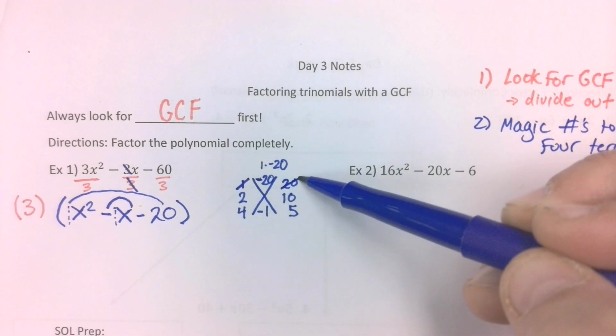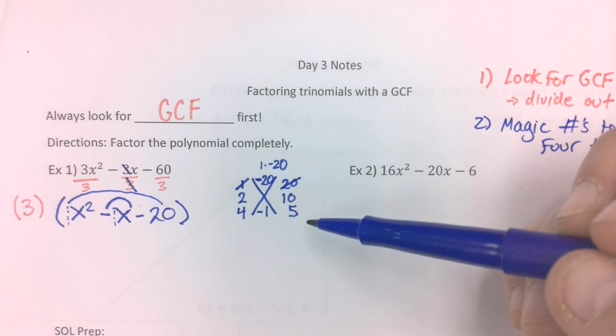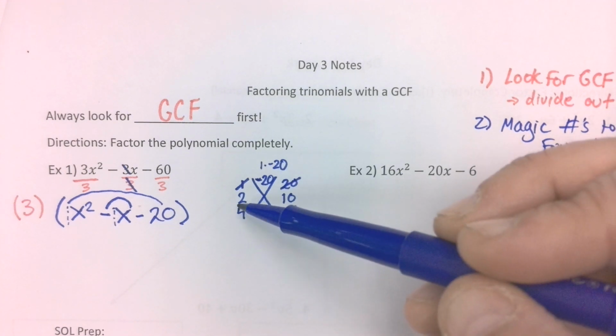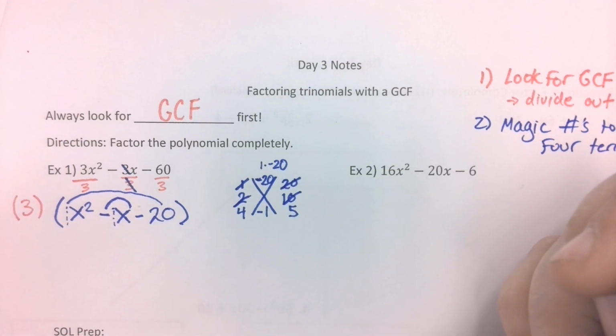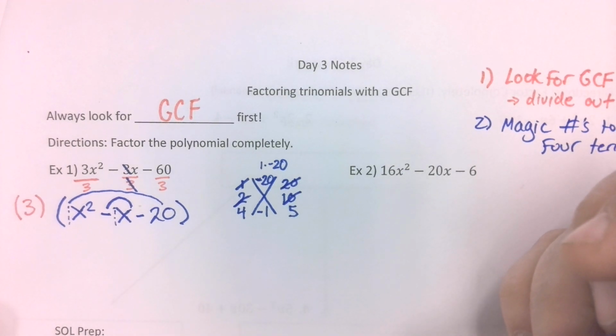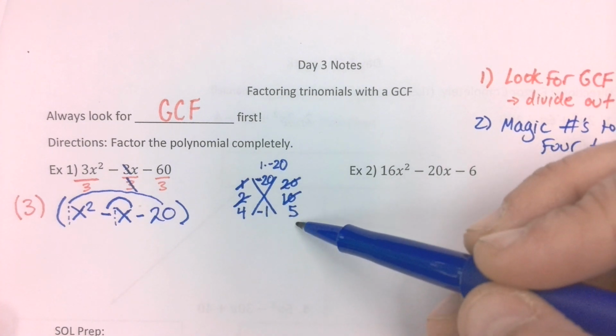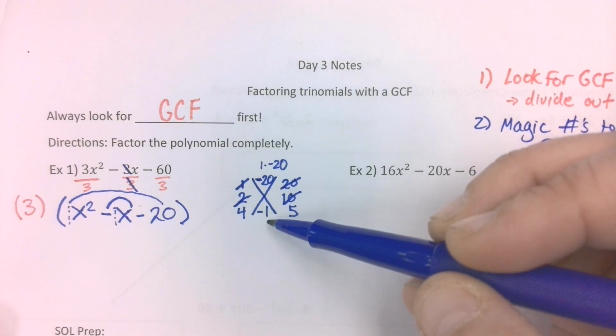So it's not these. What about 2 and 10? Add them, I get a 12. Subtract them, I get an 8. So it's not these. Add them, I get a 9. But subtracting, I get a 1. Excellent. So I can use a 4 and a 5 to make a 1.